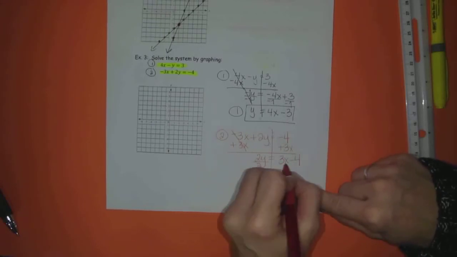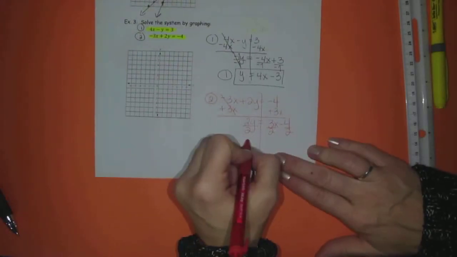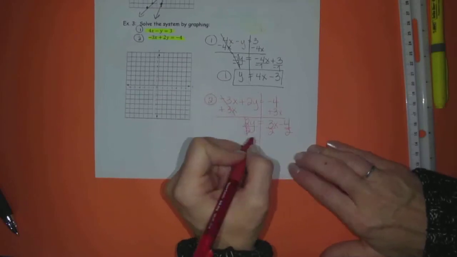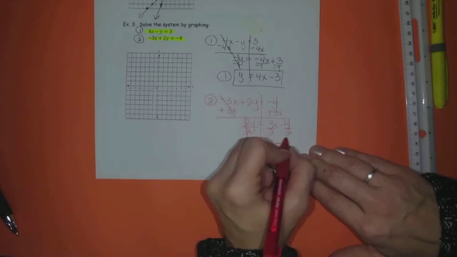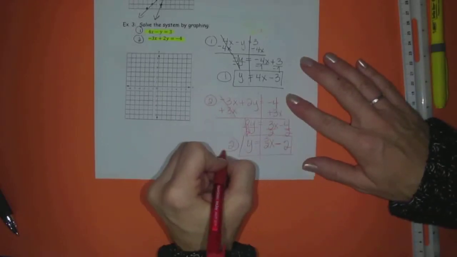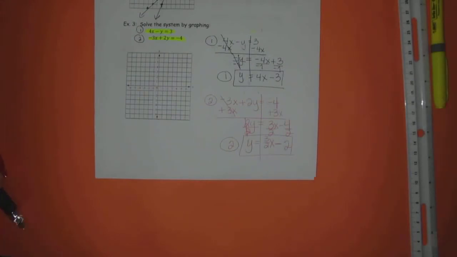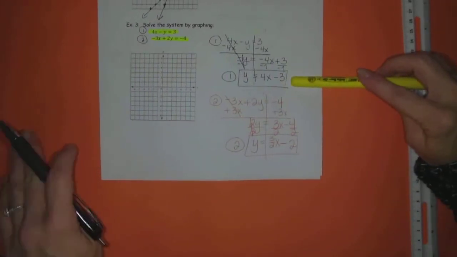I'm going to divide everything by 2 to give me a final answer of y equals 3 over 2x minus 4 divided by 2 is 2. So this is my new and improved equation 2. Now we're ready to graph. So let's go back to equation number 1.